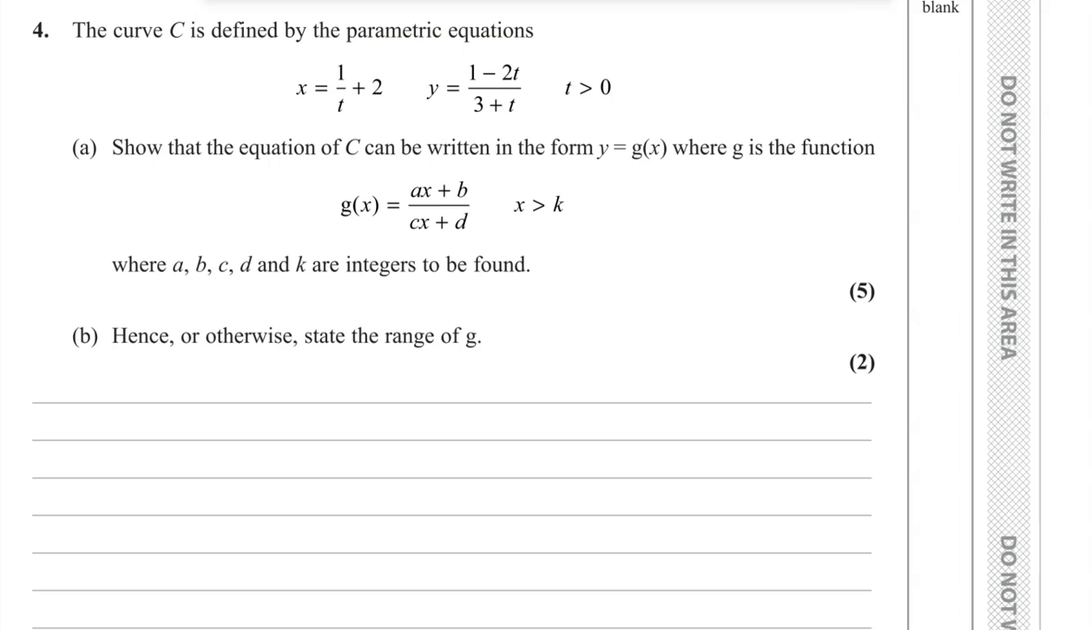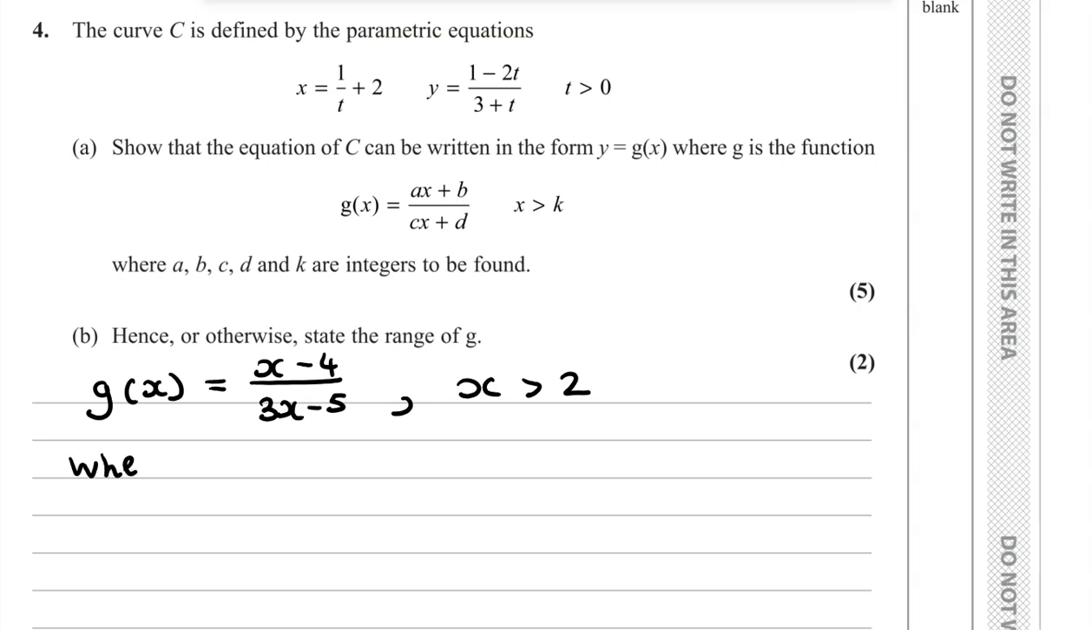So what we just had, just to write it on here again, we just had that g of x was x minus 4 over 3x minus 5, and we know that x is greater than 2. So if I want to find the range of this, I need to think about, well, what can I put into this? Okay, well, my domain is x is greater than 2. So the smallest value of x I can put in is going to be just above 2. So let's look at what happens when x is 2.